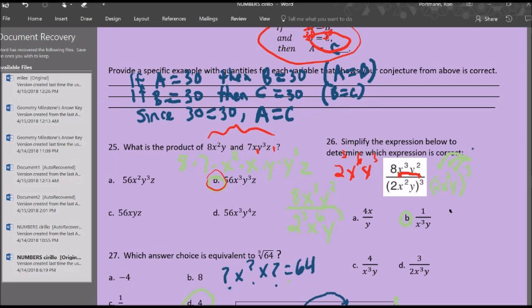Alright? So you would have 8 divided by 8, which is 1. And then x to the 3rd divided by x to the 6th. That'd give you x to the negative 3. So you put it on the bottom, make it positive. And then y squared divided by y to the 3rd. That's going to give you y to the negative 1. And that goes in the bottom of the fraction. You take away the negative sign. So your answer there is going to be B as well.